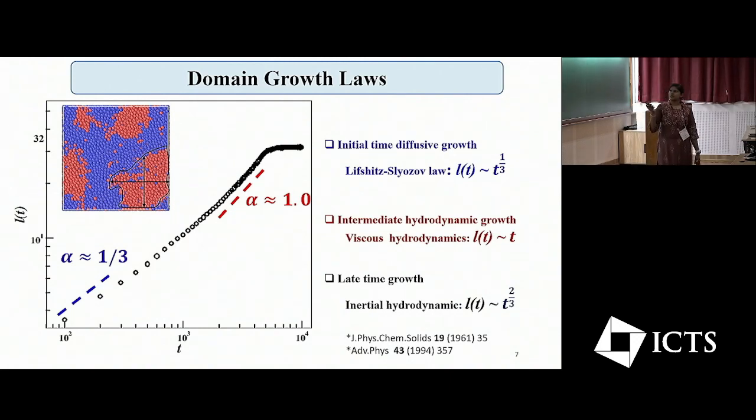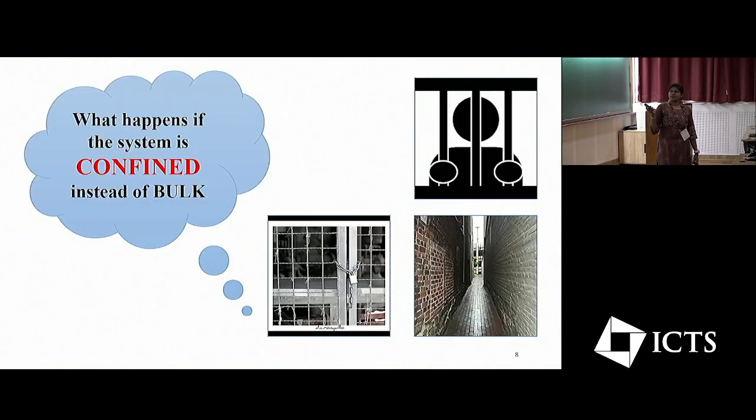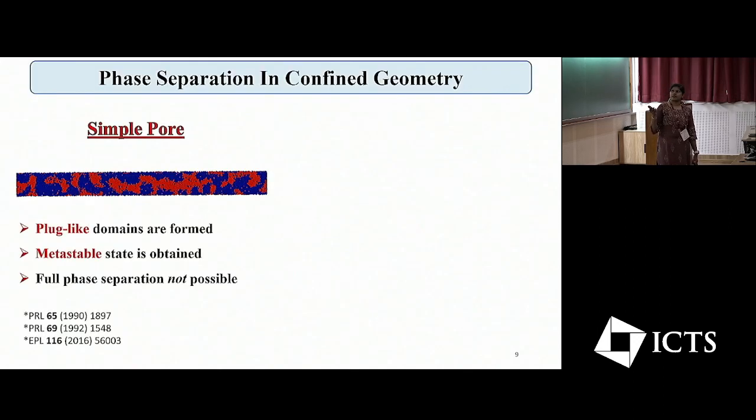This is all about the bulk system, which is a very well studied system and very well comprehended. But what we are going to see is what happens if the system is confined instead of bulk. So we categorize phase separation in confined geometry into two. First is the simple pore, where the binary fluid is confined inside a cylindrical pore with no interaction with the wall. The system will have plug-like domains and a metastable state is obtained.